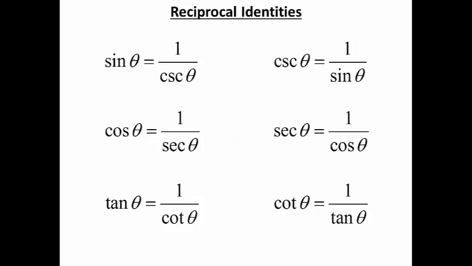We know that sine is the reciprocal of cosecant, so that means that sine equals 1 over cosecant, and likewise cosecant equals 1 over sine. Cosine equals 1 over secant, secant equals 1 over cosine. Tangent equals 1 over cotangent, cotangent equals 1 over tangent. So as long as you know that the reciprocal of sine is cosecant, then you have two identities memorized right there. Simply by knowing the relationship between sine and cosecant, there's two identities memorized. As long as you know the other two, then you have all 6 of these identities memorized.